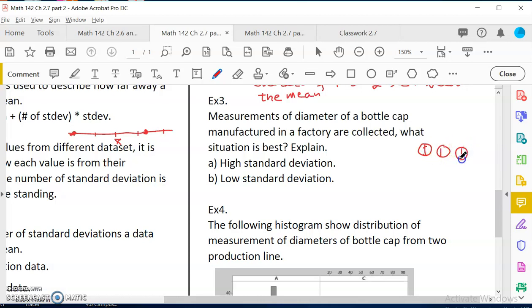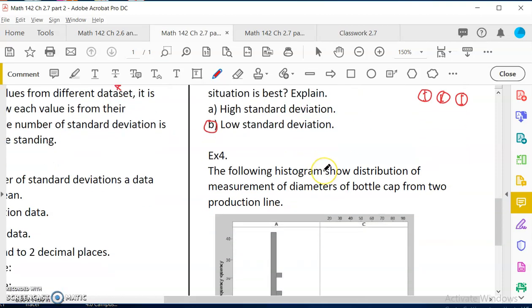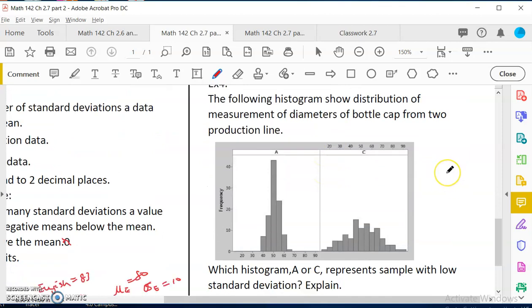maybe 2 cm. Because you are manufacturing it in a factory, everything manufactured should be exactly about the same, right? Because it's used for something like a water bottle. So they should have low standard deviation. They should not vary too much. Otherwise, you cannot fit it onto a bottle. So for manufacturing, you want low standard deviation. Okay. In other cases, maybe high standard deviation is good.